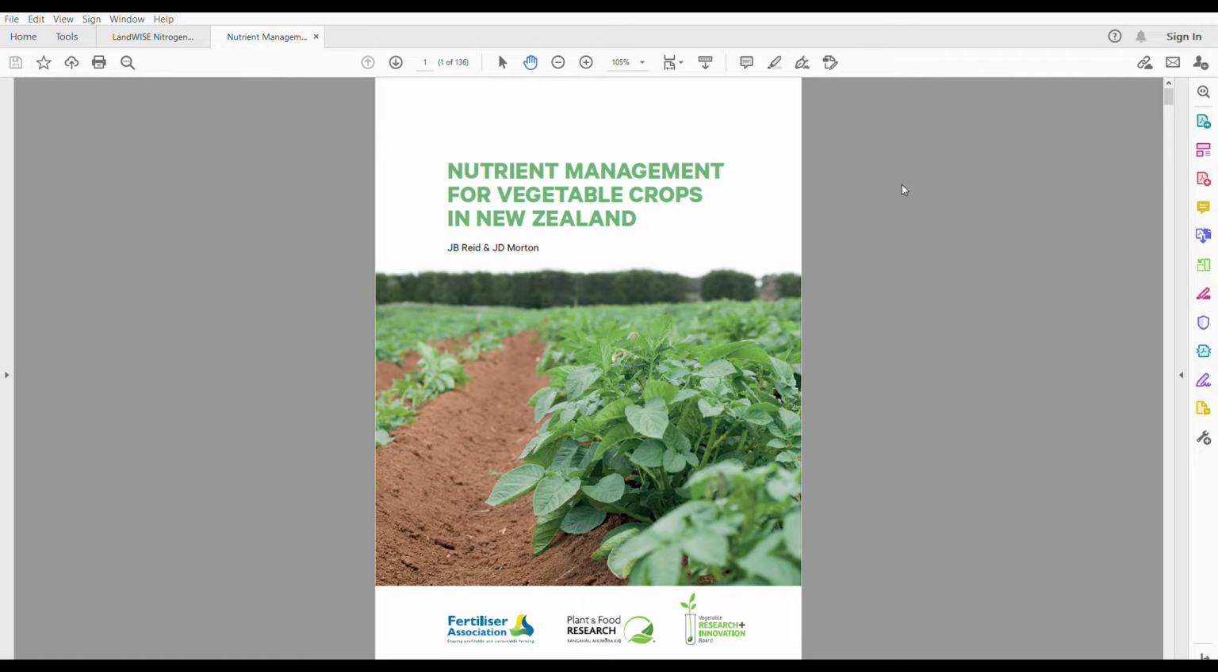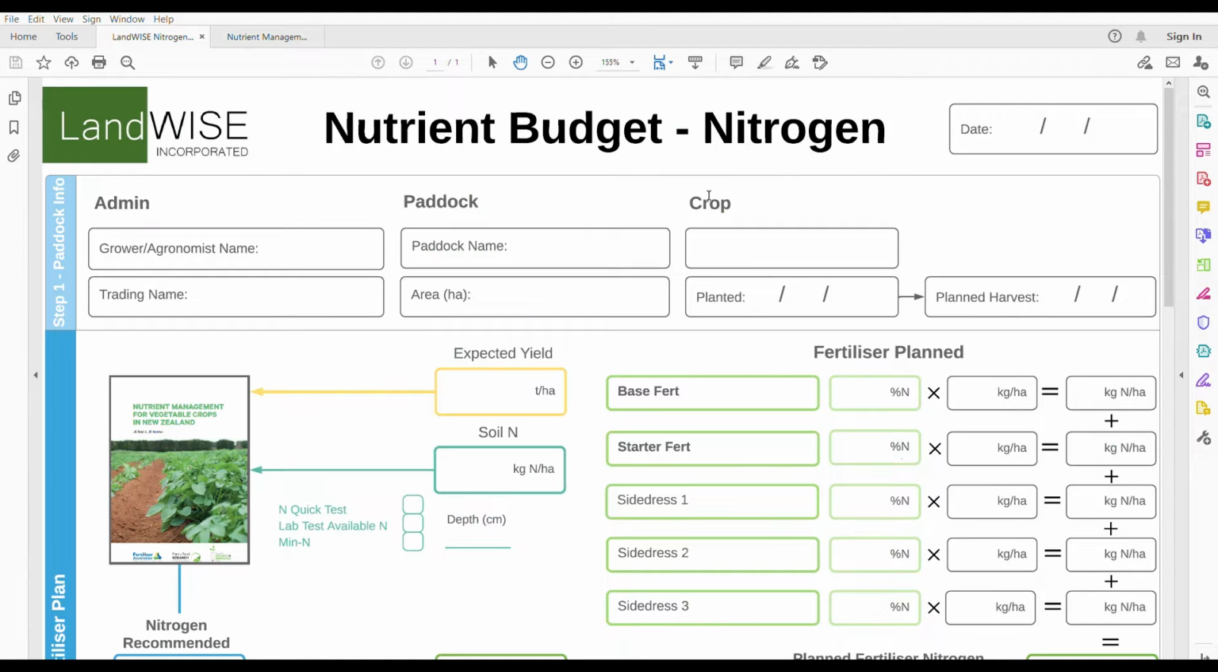The templates are designed to integrate recommendations from Nutrient Management for Vegetable Crops in New Zealand by Jeff Reed and Jeff Morton, published by Horticulture New Zealand and the Fertiliser Association. Using the example of a broccoli crop we grew here at the microfarm in Hawke's Bay, I will go step by step on what resources you need to refer to and how the calculations work. So let's get into it.